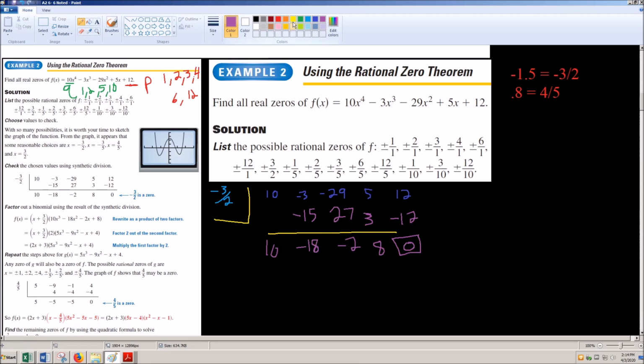So let's set it up and do it again. So here now I'm going to use my 4/5 here. Oops, there we go. And again, I'm going to be using these values, which were just the remainder from when I did the division here. So now I'm going to carry these over up top. So I've got 10, -18, -2, and 8. And I will start going through and doing my synthetic division.